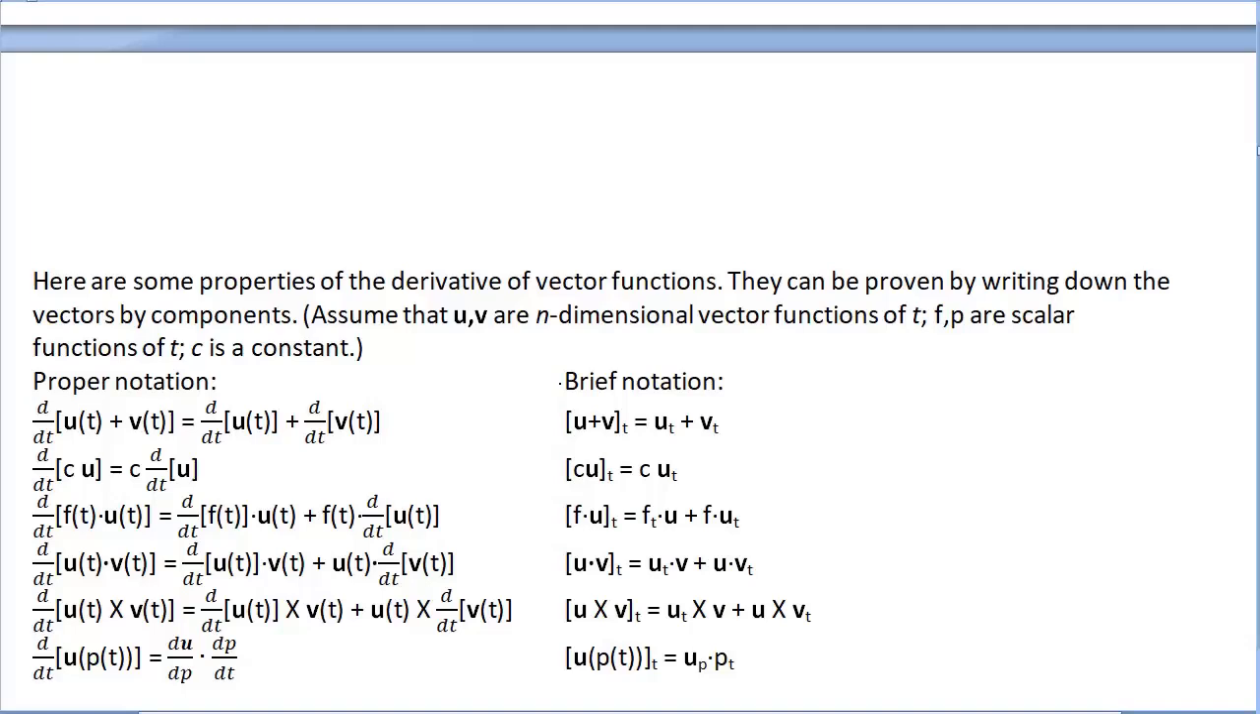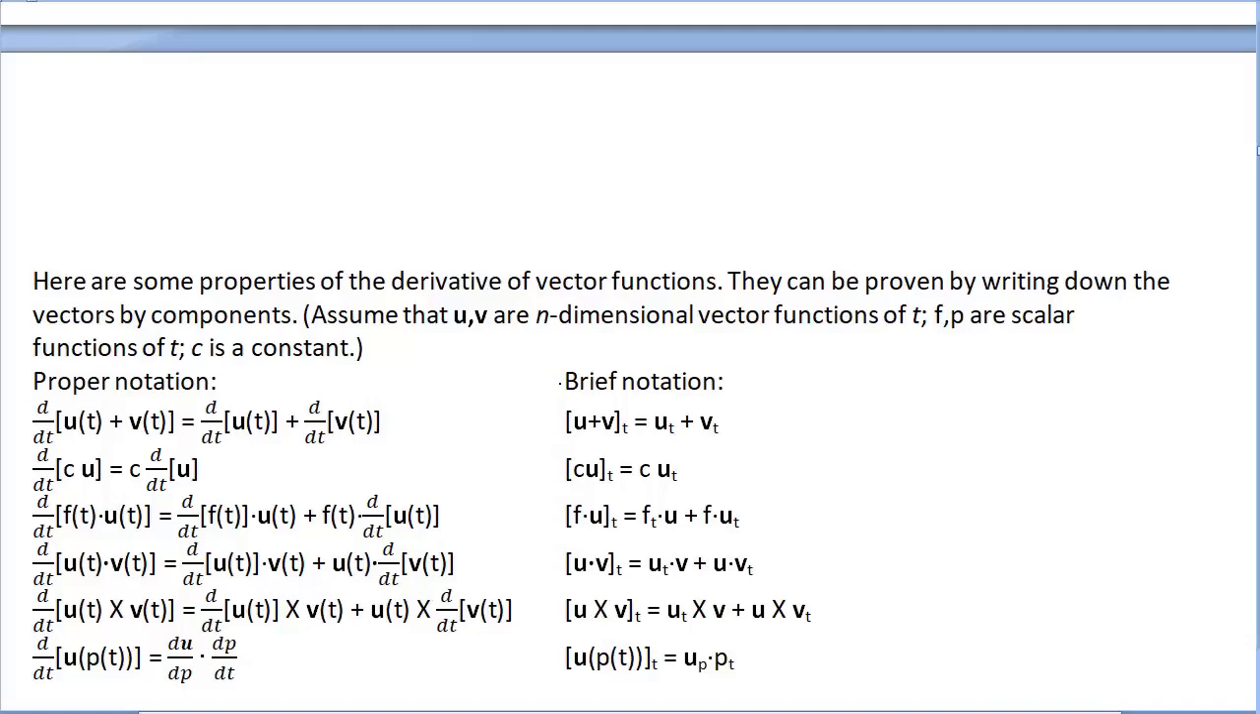Then we've got a product rule. Those 3 are pretty much what you'd expect. Now, the last 3 are more interesting. The 4th rule is a rule for the derivative of a dot product, and amazingly, you basically wind up with a product rule. The derivative of u dot v is the derivative of u dot v, plus u dot the derivative of v.